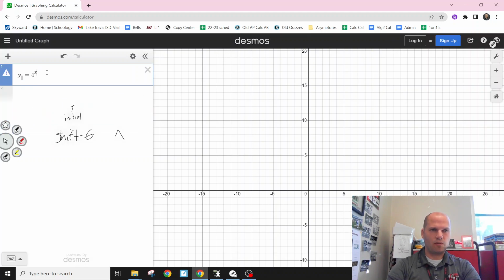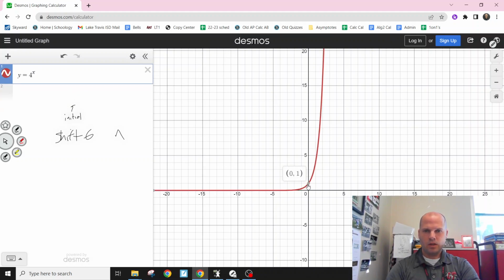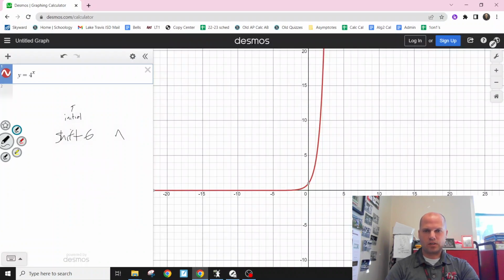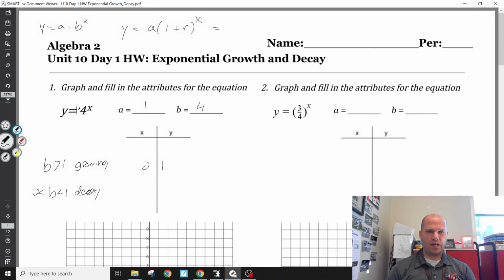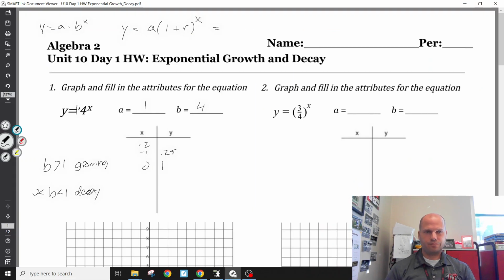Instead, let's just graph y equals 4 to the x and look at some points. Initial value 1. There's that initial value, so I got (0, 1). You can go to the left a couple points. Negative 1, 0.25, because I'm dividing by 4. We'll go to negative 2, divide a fourth by 4, and I'm going to get 1/16, 0.063.